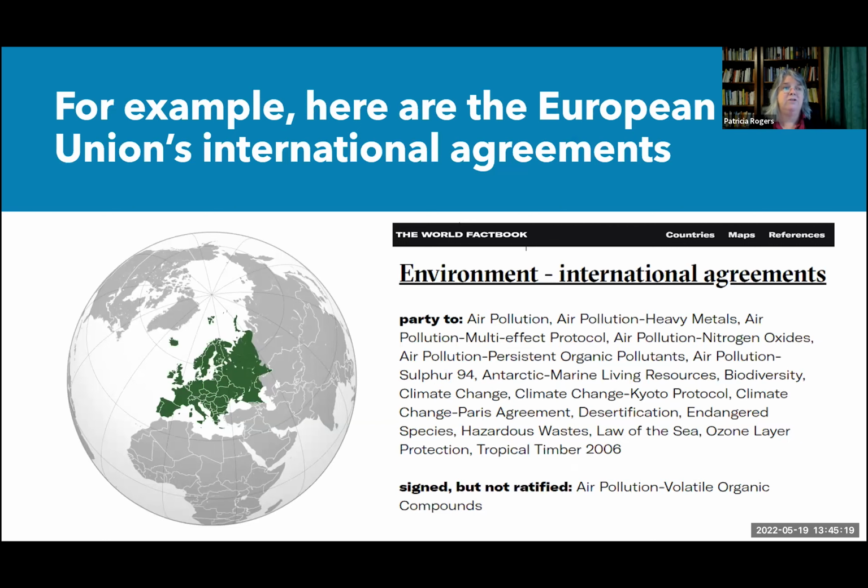relevant to all evaluations. There's a World Factbook that is one of many places you can go and look up what are the international agreements that have been signed. This is for the EU, but you can put in any country, and it will tell you which ones it's party to, which ones have been signed and not ratified. And this gives you really helpful basis and leverage to say this is not coherent with what you've already agreed to.